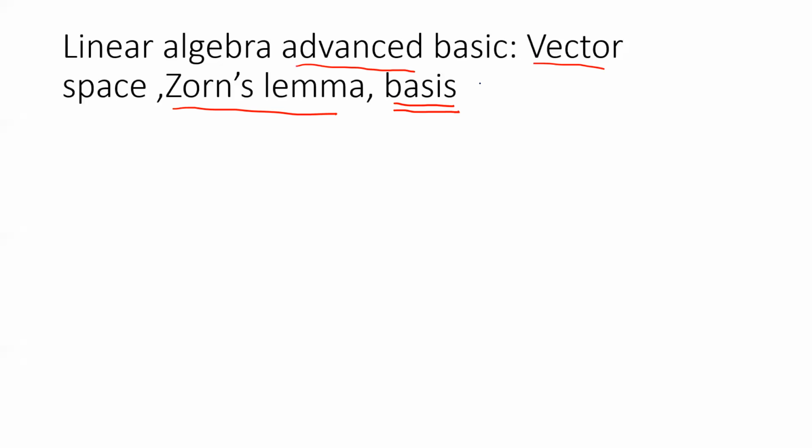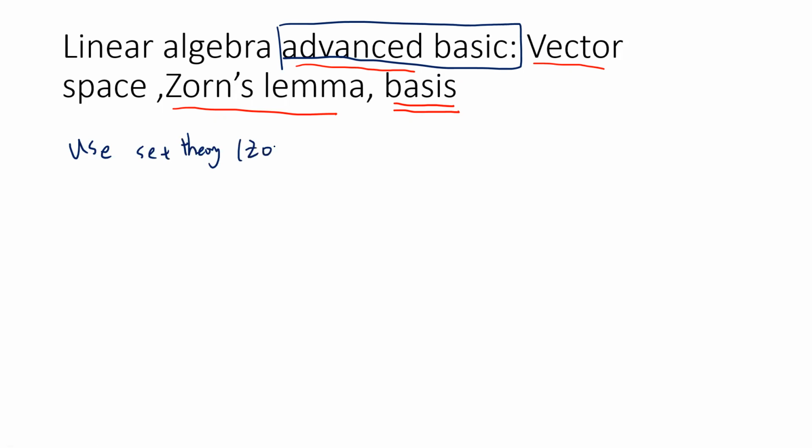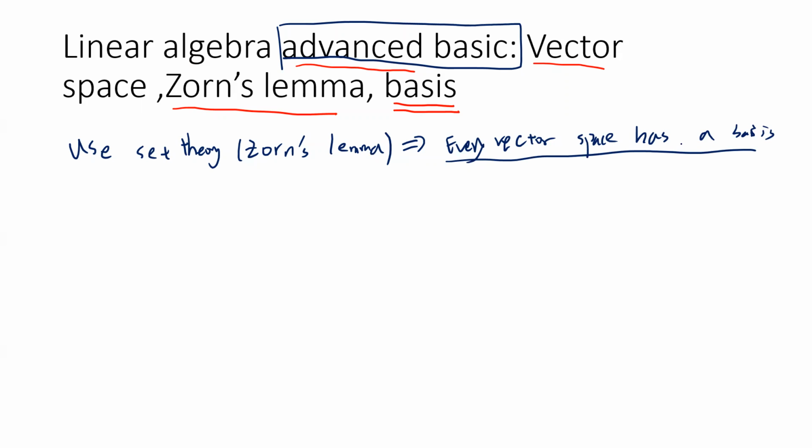So in this video, I will say some basics of vector space in linear algebra, which are seldom mentioned. What is important is that we will use a set theory technique, basically Zorn's lemma. I will not prove Zorn's lemma here, but I will use it to show that every vector space has a basis.